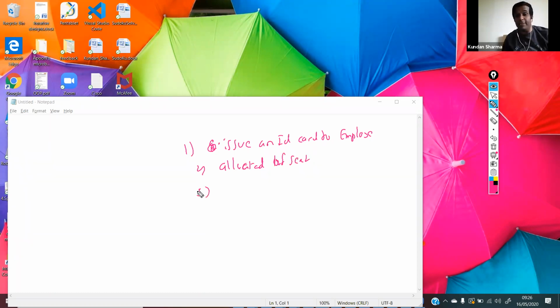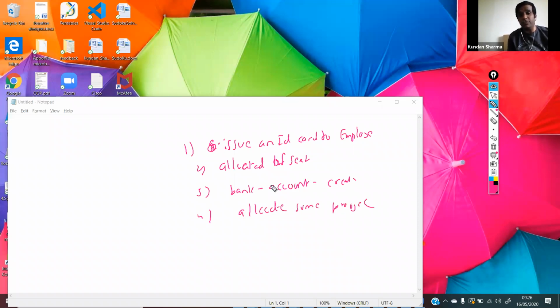Third, the employee has to be allocated a bank account where his salary will be credited. So bank account creation, because you have to be paid salary. The fourth is you have to allocate some task or allocate some project.